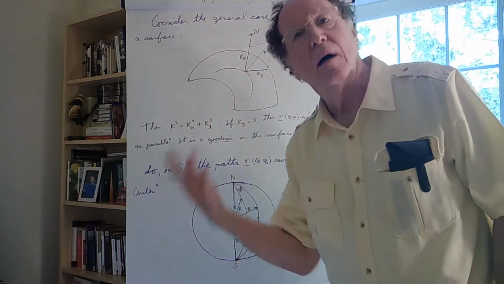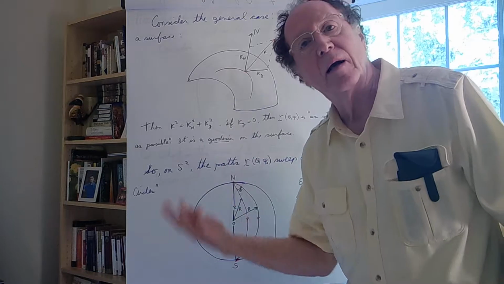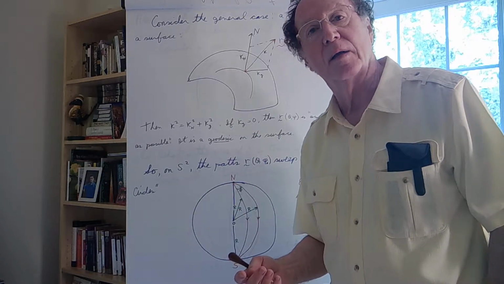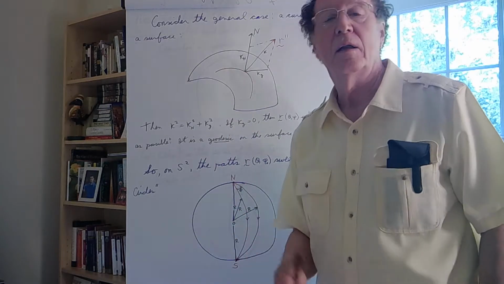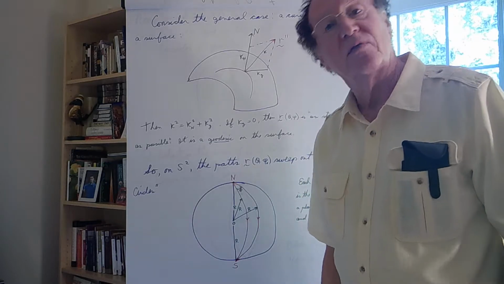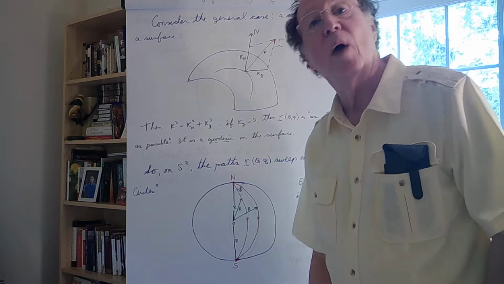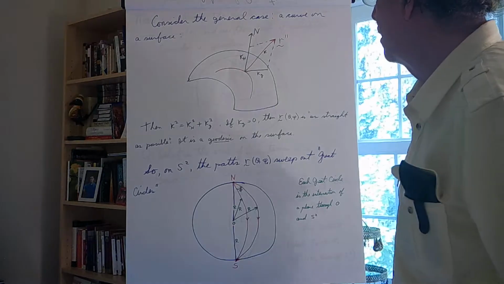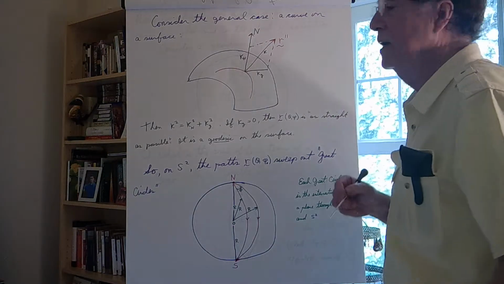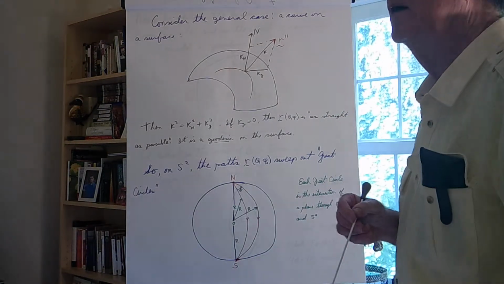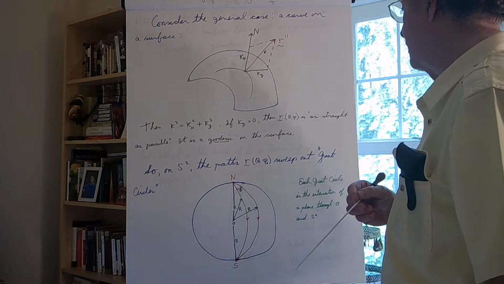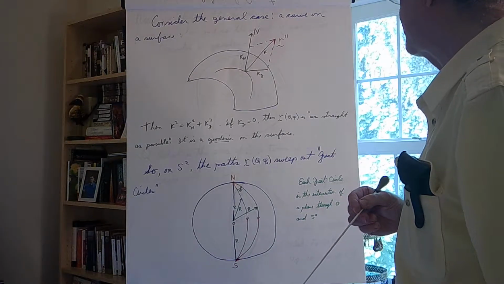Again, we're just elaborating on our discussion on the sphere to motivate the critical defining equation for a geodesic, which is that a geodesic is a curve which has geodesic curvature of 0.